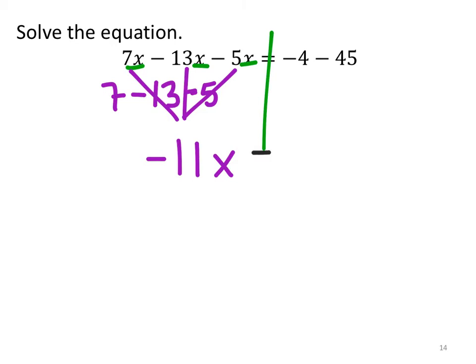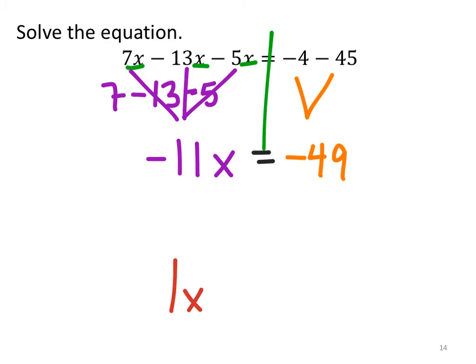Now remember, that green line represents where the equal sign is. I've combined all the terms on the left side, so I turn now to the right side of the equal sign, where I've got negative 4 and negative 45, which I need to combine. They are like terms because neither of them has x's or letters. These are considered constants. So negative 4 minus 45 gives us negative 49 right there. Yeah, that should be good. And now we've simplified this into a one-step equation, where what we really want the coefficient of x to be is a 1, not negative 11.